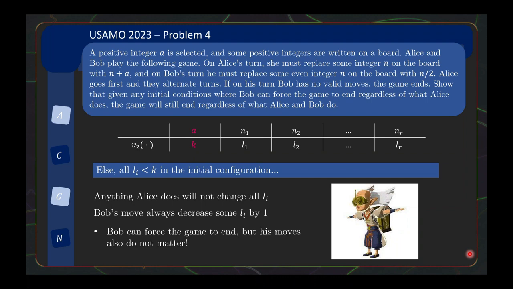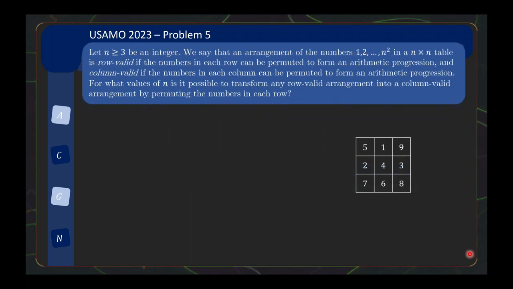day 2. And so now let's take a look at problem number 5, which is another combinatorics number theory problem. And this one is really interesting. Let's try and take a look at the problem statement. Let n bigger than or equal to 3 be an integer. We say that an arrangement of the numbers 1 to n squared in the n by n table is row valid if the numbers in each row can be permuted to form an arithmetic progression.